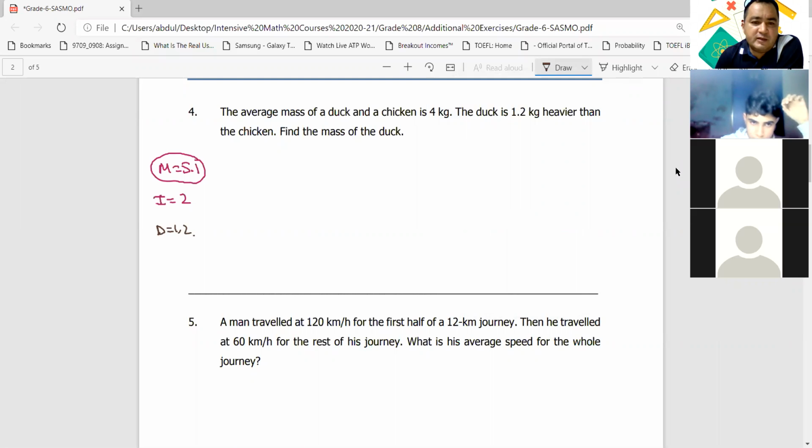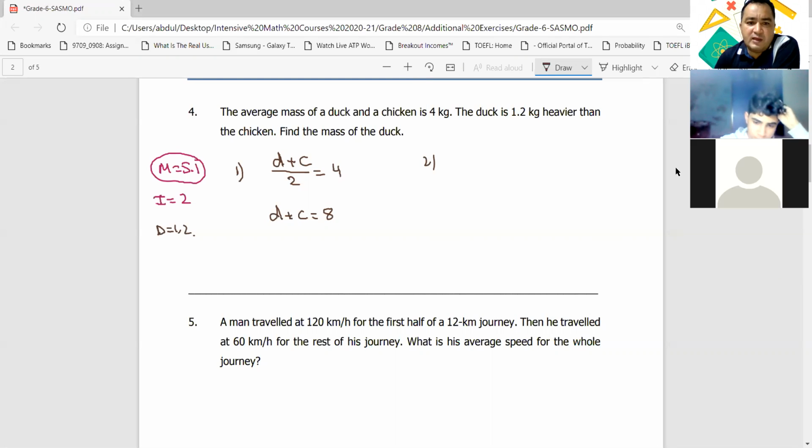Okay. Guys, here the average mass of a duck and a chicken is 4. That means, let's say this is the duck's mass and this one is the chicken's. Average mass, so (D + C) over 2 is equal to 4. So from here, what is D plus C? D plus C is equal to 8, the first step. Second step: the duck is 1.2 kg heavier than the chicken. Find the mass of the duck.